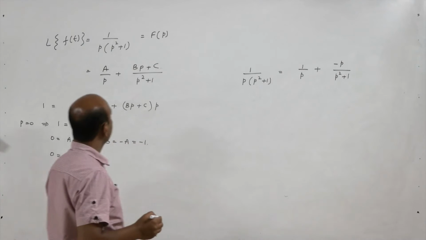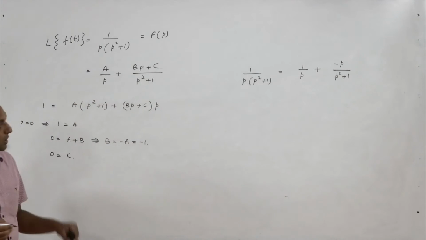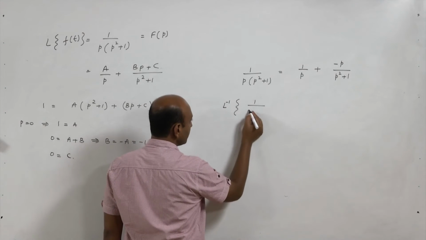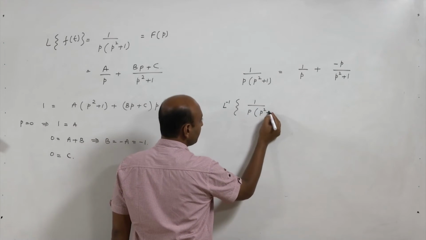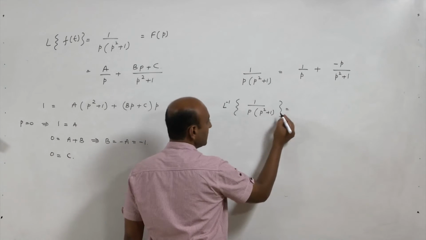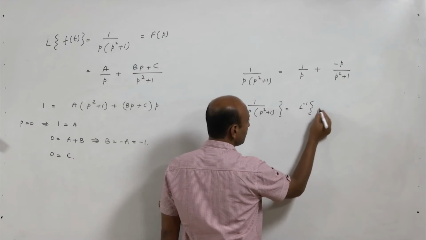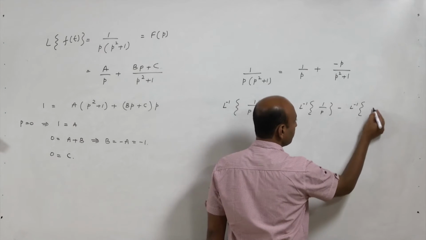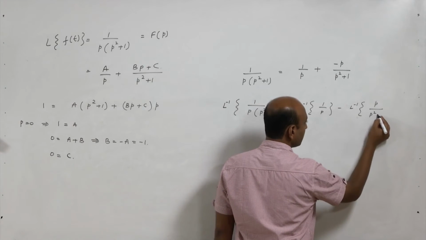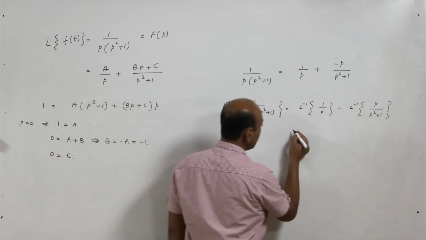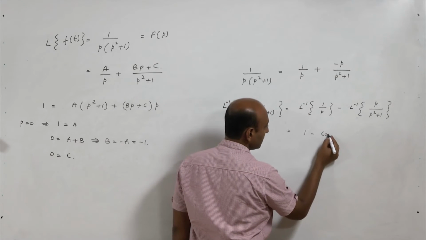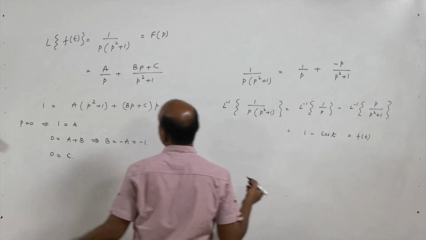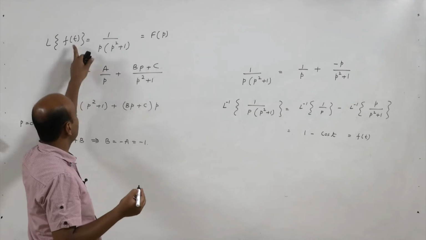So, this is the partial fraction of this F(p). What will be the Laplace inverse of this? By the linearity property of Laplace inverse, this is nothing but Laplace inverse of 1 by p minus Laplace inverse of p upon p square plus 1, and this is nothing but 1 minus cos t. So, this is f(t). Laplace inverse of F(p) is nothing but f(t).